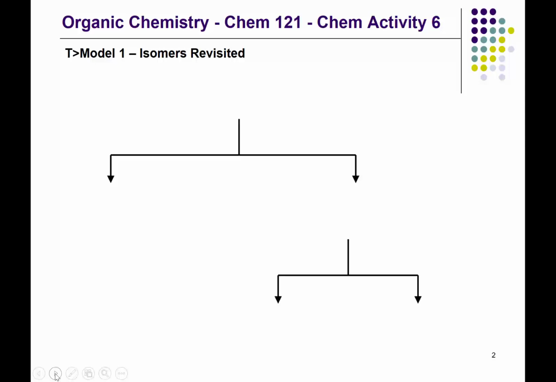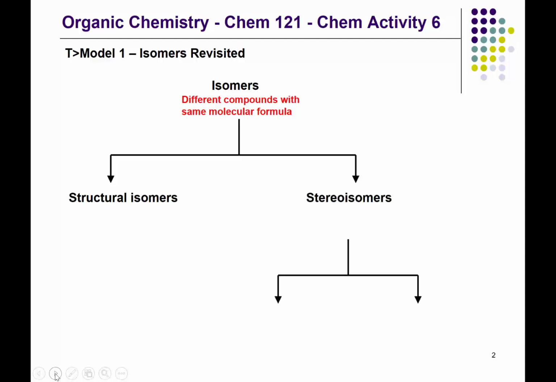At the top of the teaching model number 1, I provide a table with a list of a bunch of different words and definitions. Well, let's take all those words and definitions and put them into this chart. So, of course, at the top of the chart, we have the word isomers. And, of course, isomers are different compounds with the same molecular formula. Now, there are different ways that this can happen. For instance, we can have structural isomers and we can have stereoisomers.